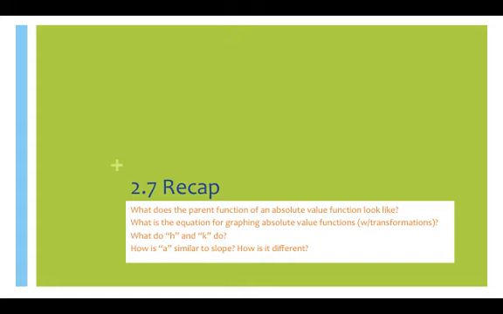So the parent function of an absolute value, remember, it's just the origin and then a slope of 1 up to the right, basically a slope of -1 to the left. But they're not really slope, it just works the same. What does the equation for graphing absolute value functions look like with transformations? That's the whole big thing with the h and the k. We talked about what those do. And then think about, why am I saying that it's kind of like slope but kind of different, that a?